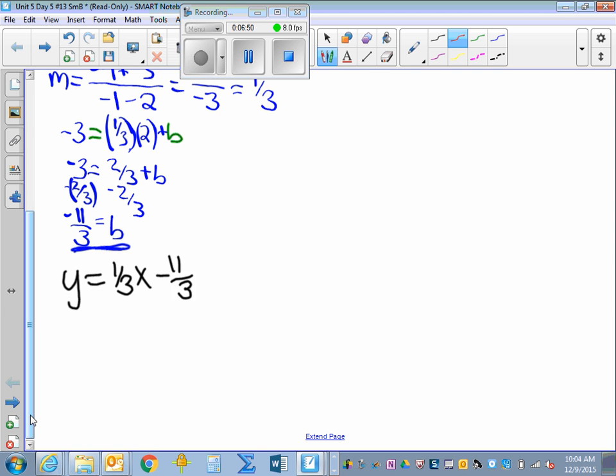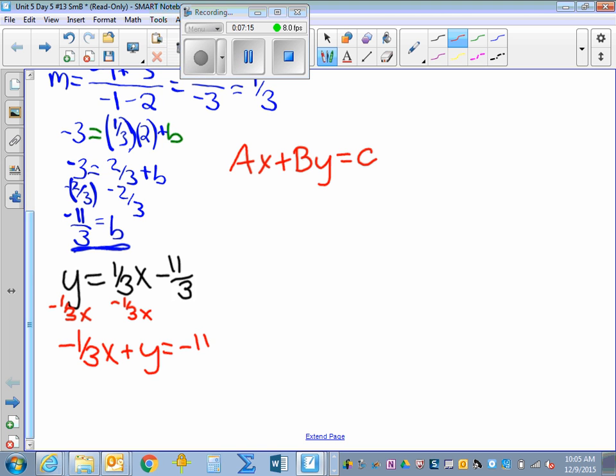Is it 1/3 x plus y? What do you want to do? Subtract 1/3 x. Good. We need to move our x to the other side, right? We're still trying to get ax plus by equals c. Rewrite the equation. So I need to subtract my 1/3 x. So I have -1/3 x plus y equals -11/3.